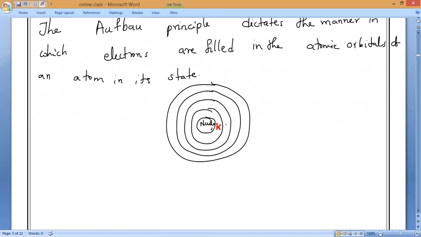So totally, how many shells did I tell you? K, L, M, and N. That is enough for us to fill all the 118 electrons known till today.